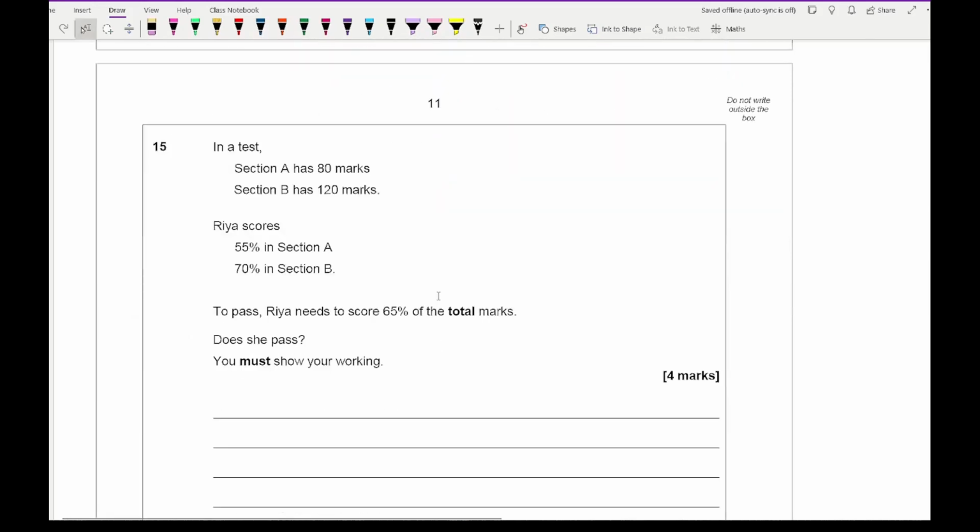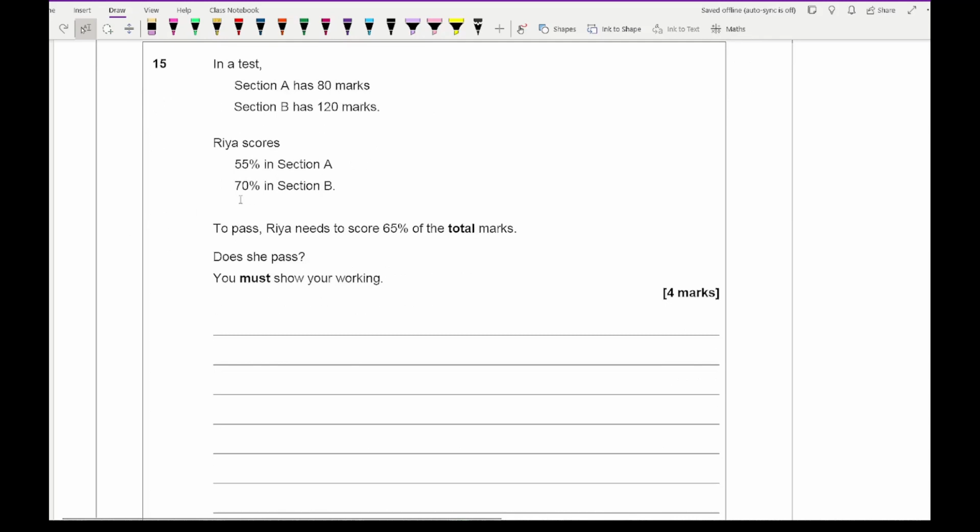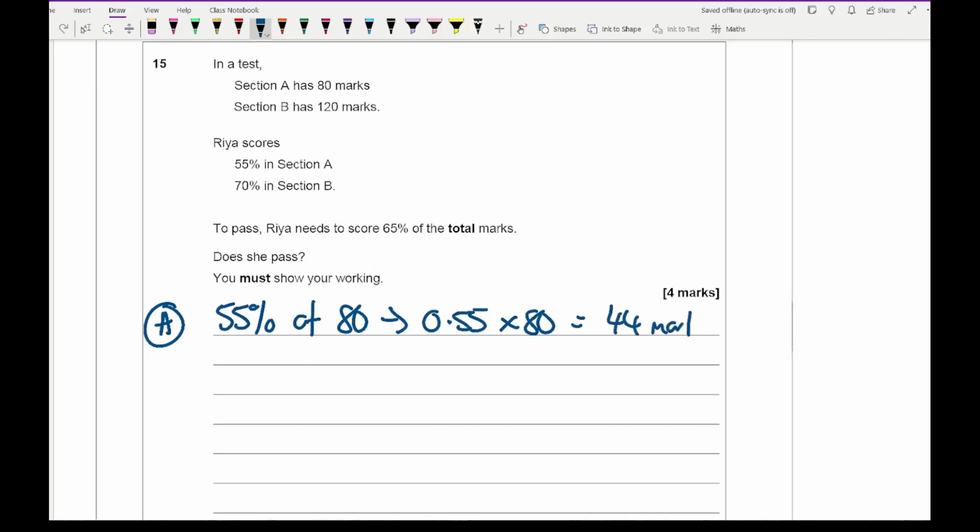Then moving on to question 15, it says in a test, section A is worth 80 marks, section B is worth 120. Ria scores 55% in section A, 70% in section B. To pass, Ria needs 65% of total marks. Did she pass? So first things first, for paper A, we need to work out what 55% of 80 marks is. On my calculator, I'm going to convert 55% into a decimal, multiply that by 80, and that gives me an answer of 44 marks.